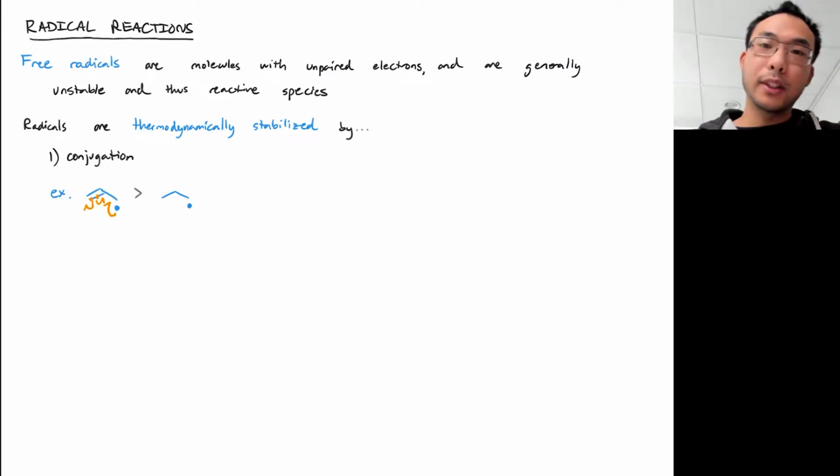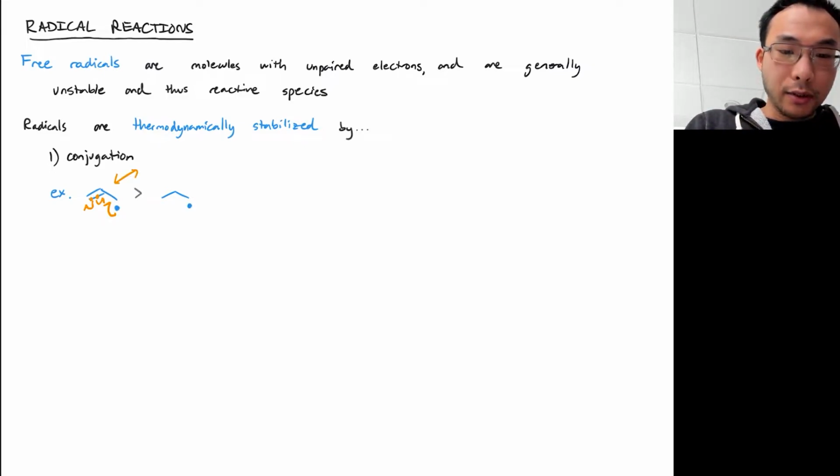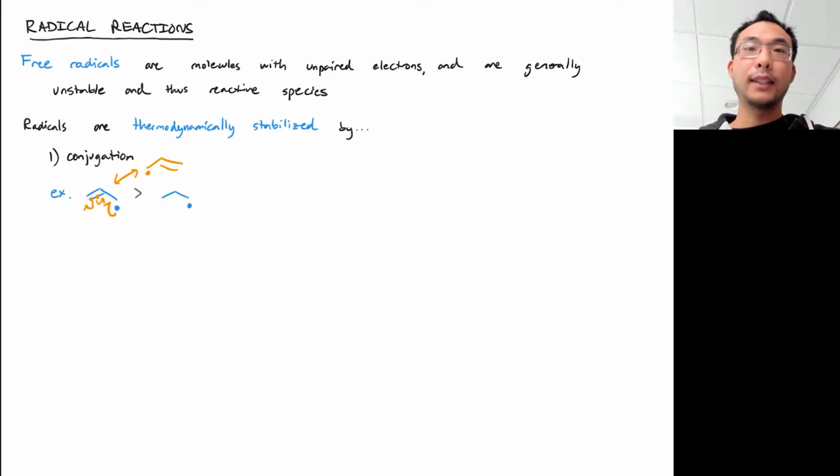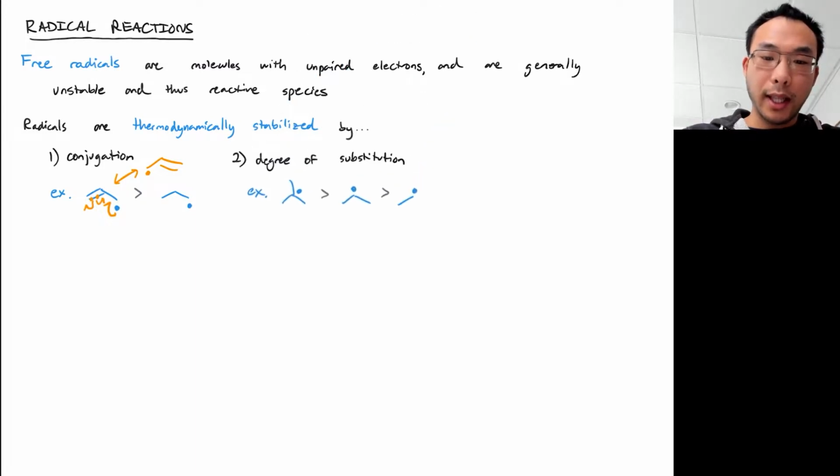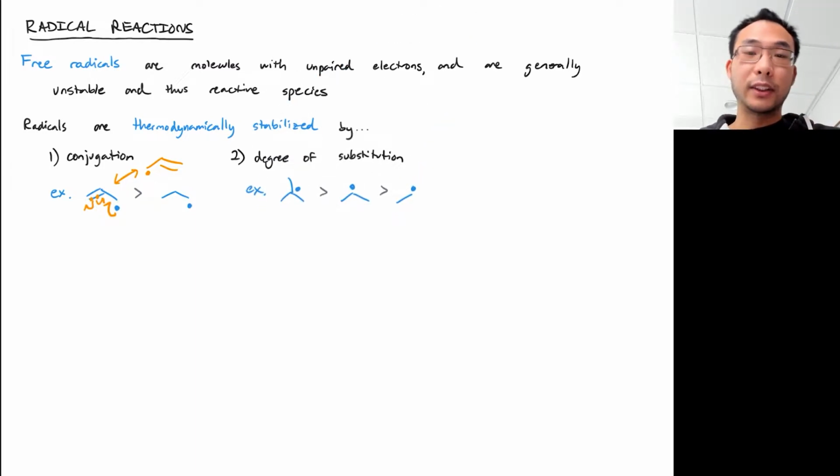You'll note that I'm using an arrow that has a single head on it to indicate that only one electron is being shown as associated with that arrow. And that would get us to the resonance form that looks like so. A second factor that can stabilize radicals is the degree of substitution on the carbon where the radical is located. The more substituted the carbon atom, the more stabilized a radical at that position will be.